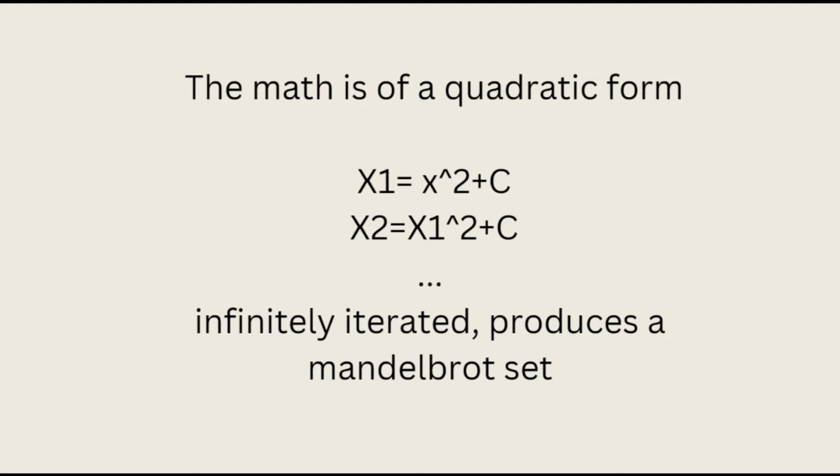To iterate x squared plus c, we begin with the seed for the iteration. This is a number which you write as x sub 1. Applying the function x squared plus c to x sub 1 yields the new number x sub 2, which is equal to x sub 1 squared plus c. Infinitely iterated, this produces a Mandelbrot set.